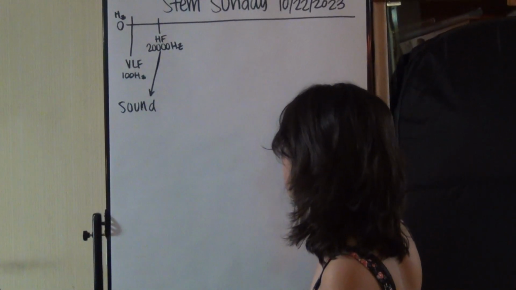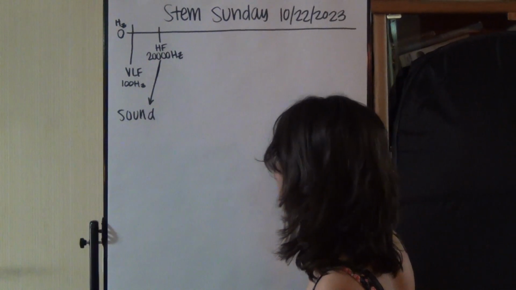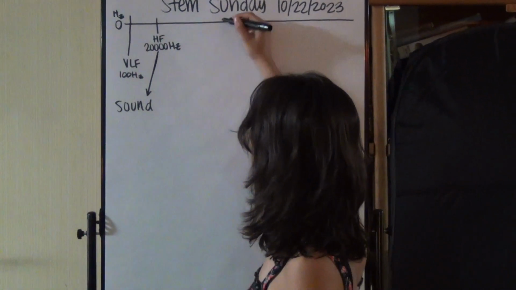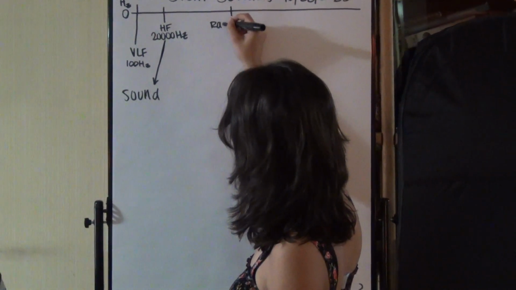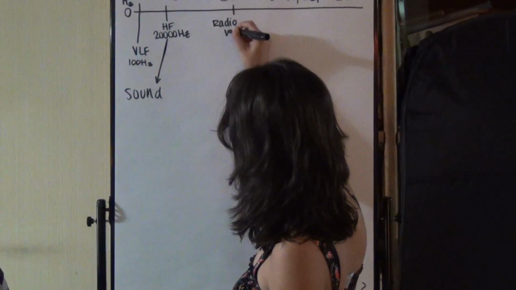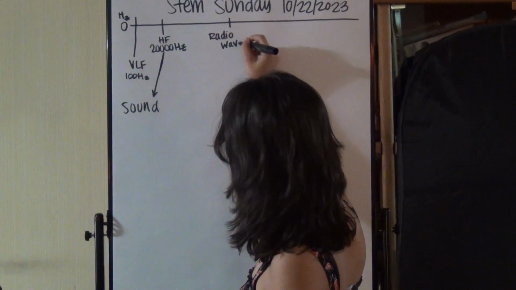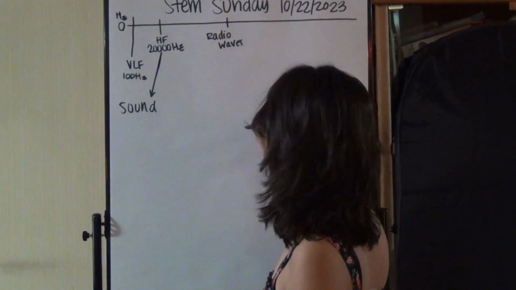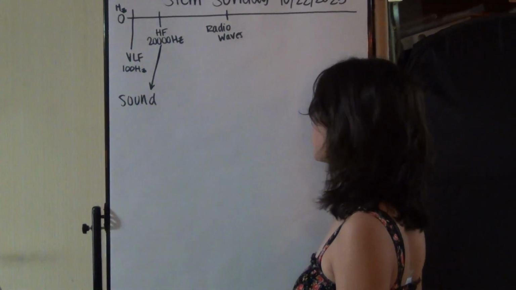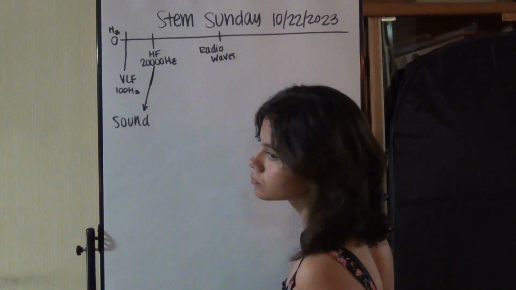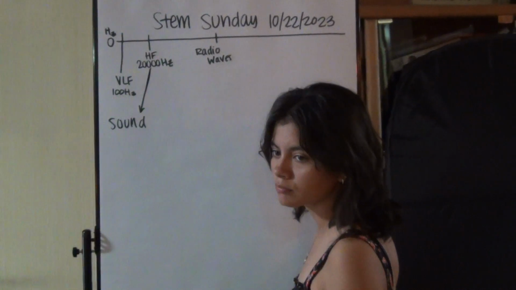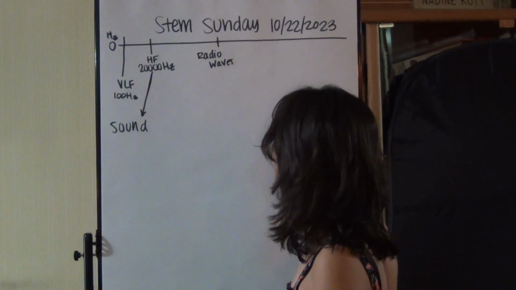Now we're going to go from there up to radio waves. So draw one maybe twice that far away, and write radio waves. That ends the radio wave. So down there now is the radio waves. Those are the waves that you're going to use to talk on the radio.